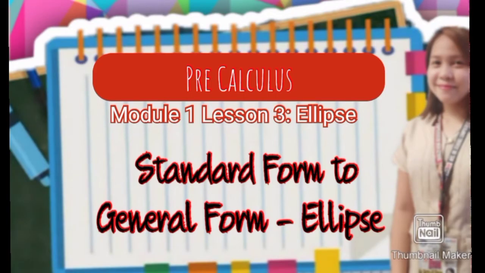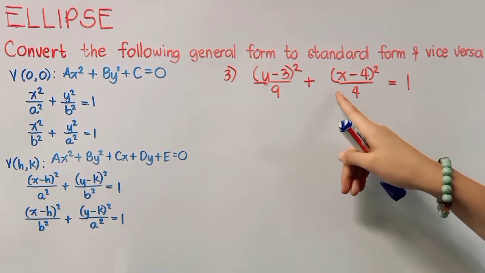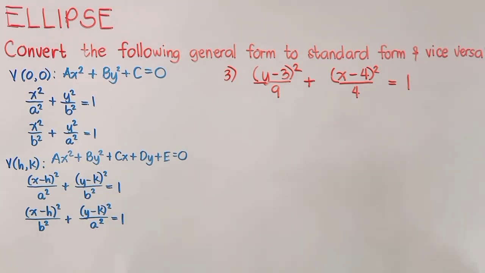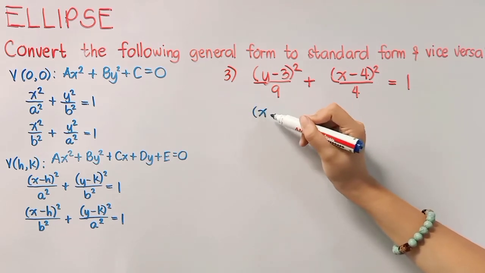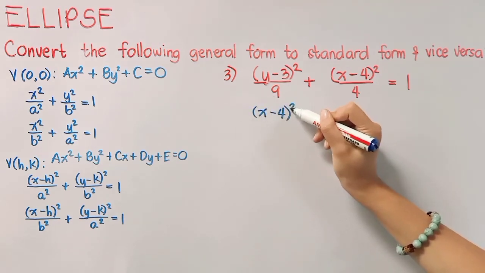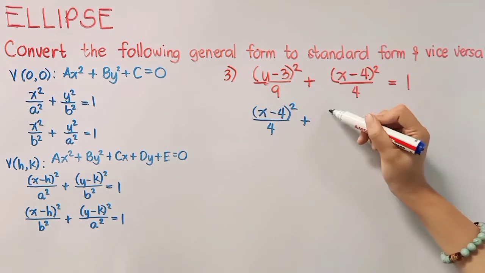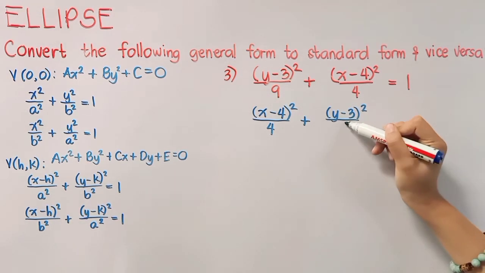In this video, we will be rewriting standard form to general form of an ellipse. Our item here is a standard form of an ellipse with vertex hk, which looks like this. So our goal is to come up with its general form. But notice that our given here started with a term in y variable. So we will simply interchange their positions and we are ready to solve.